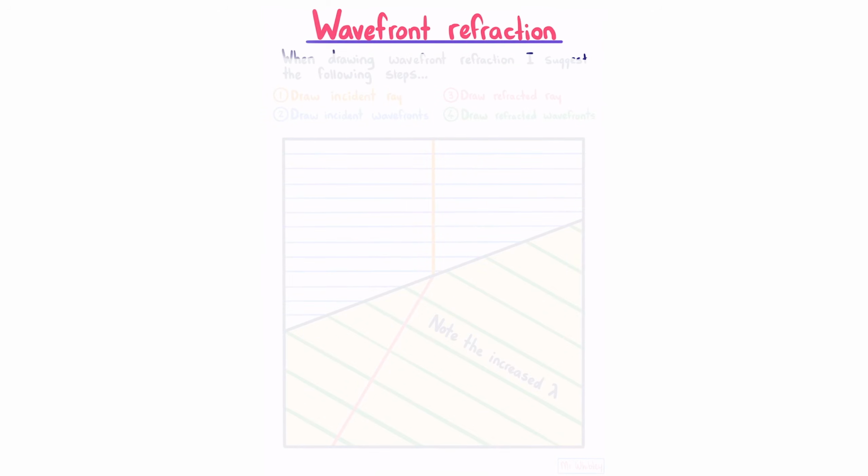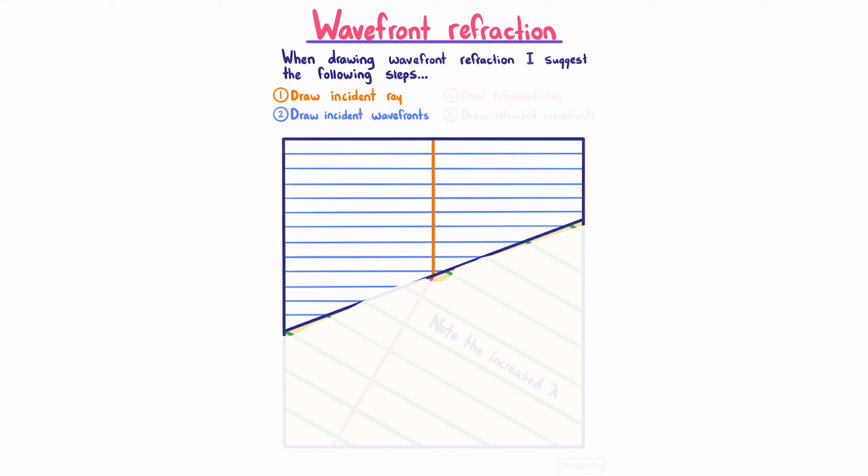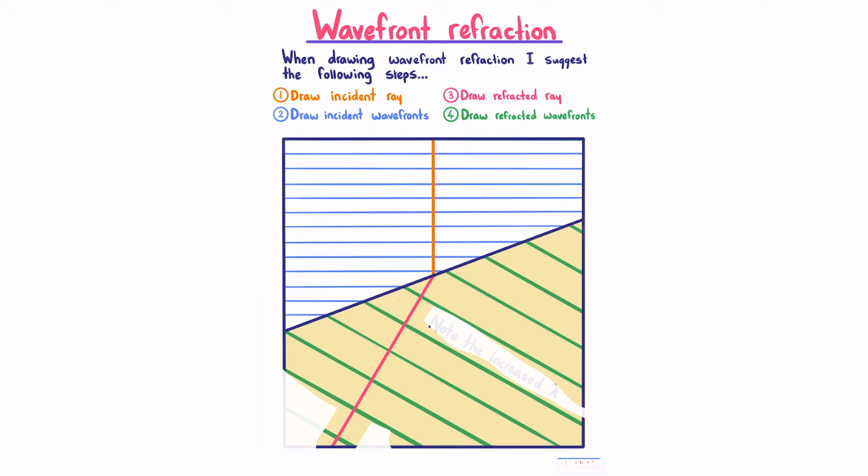Wavefront refraction. When drawing wavefront refraction, I suggest the following steps. First, draw your incident ray. Then, draw your incident wavefronts. Next, draw your refracted ray. And then, draw your refracted wavefronts. In this case, we have gone from a fast medium to a slow medium. This results in our ray bending away from the normal, and as you might note, this produces an increased wavelength.